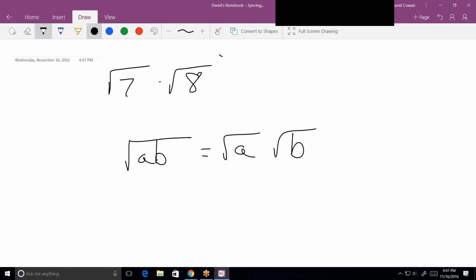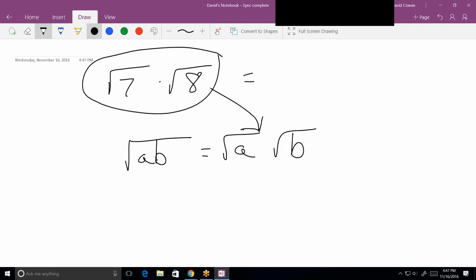Okay. This time we've got this part. So what's that equal to? Well, it's square root of a times b. Square root of 56. In other words, that's a true statement. It's still not simplified.